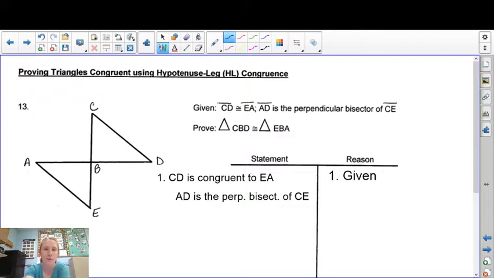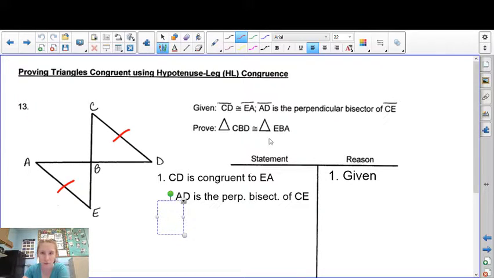Then we're going to go through and we're going to put that information on the triangle, if possible. So my CD is congruent to EA. So CD congruent to EA. Done. The second part of the given, I have to do some more stuff with it. So I'm going to need a number 2. And I'm going to switch this to the smaller font like we chose.